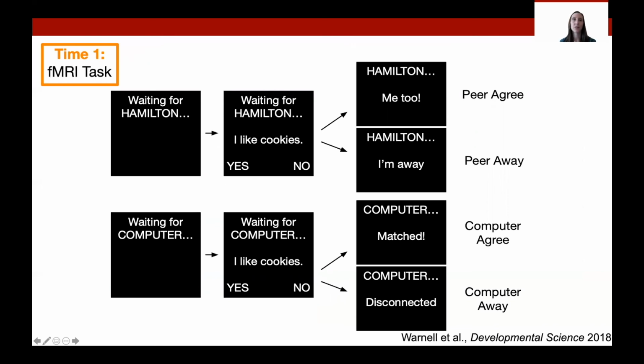And in the peer conditions, they would either get a response back from the peer, and the majority of these trials were the positive response back, me too, and those are the ones that we analyzed. Whereas if the peer was away, they got a response that the peer read their message, but they weren't available to respond. In the computer conditions, so this is our non-social control, they shared information about themselves, but this time it was just to a computer, and they were told that the computer was just going to spin a wheel at random that either matched or did not match their response. And then in the control condition for the away, they were told the computer sometimes is disconnected. And for more detail on this, you can take a look at this Warnell et al. 2018 paper in Developmental Science.